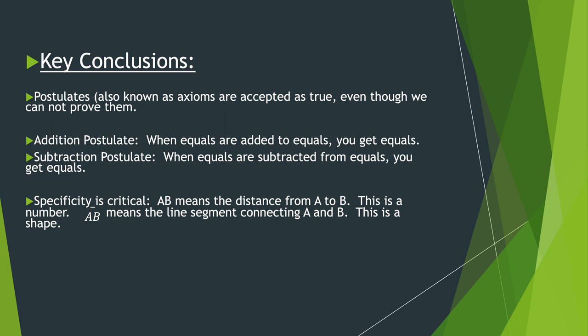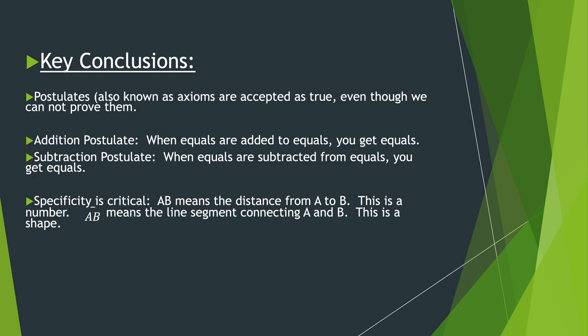So key conclusions. Postulates, also known as axioms, are accepted as true even though we cannot prove them. A little sloppy grammar there. I should have a parenthesis after axioms. Addition postulate, when equals are added to equals, you get equals. Subtraction postulate, when equals are subtracted from equals, you get equals.